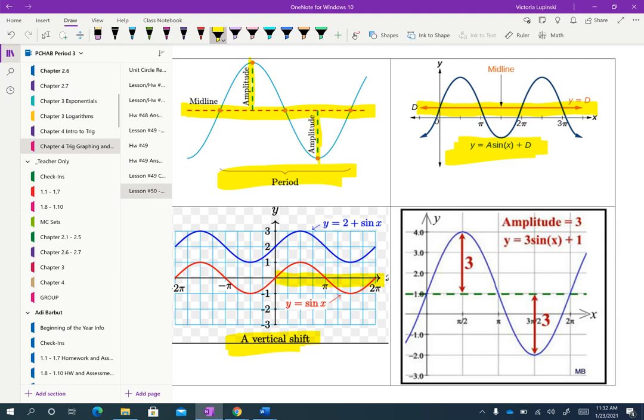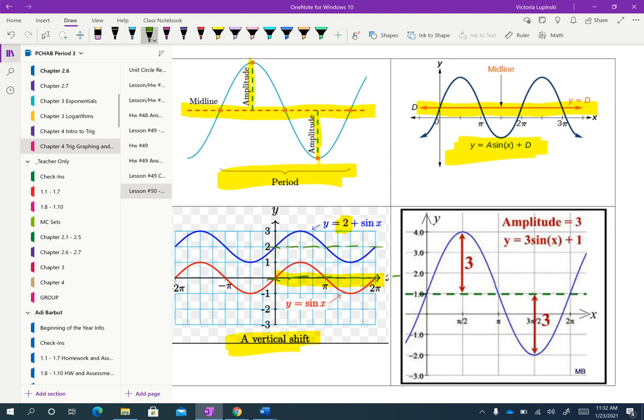Now, because there is a 2, and notice that in this case, the 2 is out front. So remember, the D can be out front or it can be out back. What that means in simple terms is it moves the entire red graph up 2 units. What we're going to really focus on is the fact that it moves the midline up 2 units. Instead of being here at 0, now it's at 2.